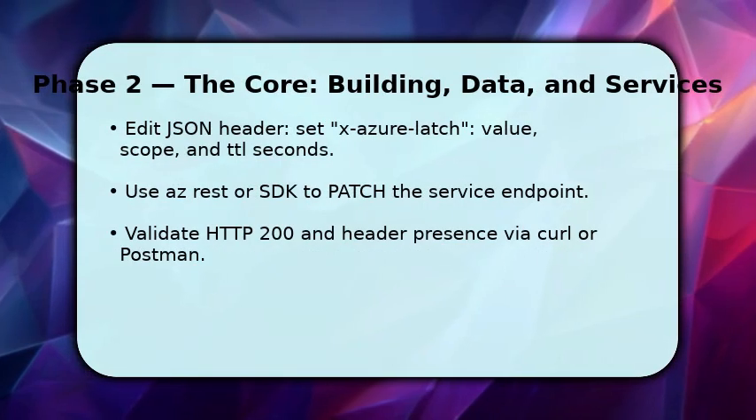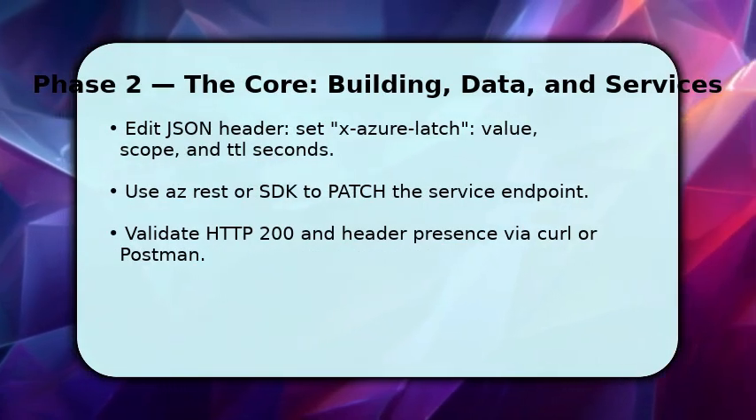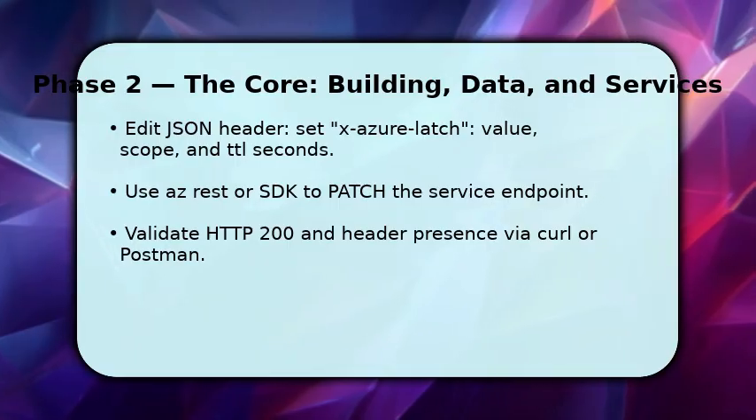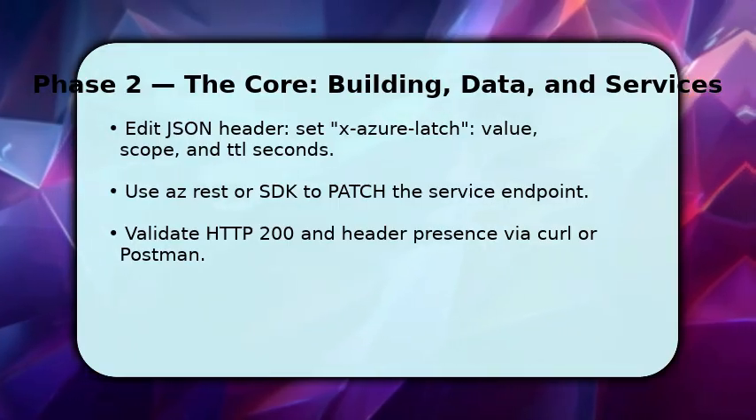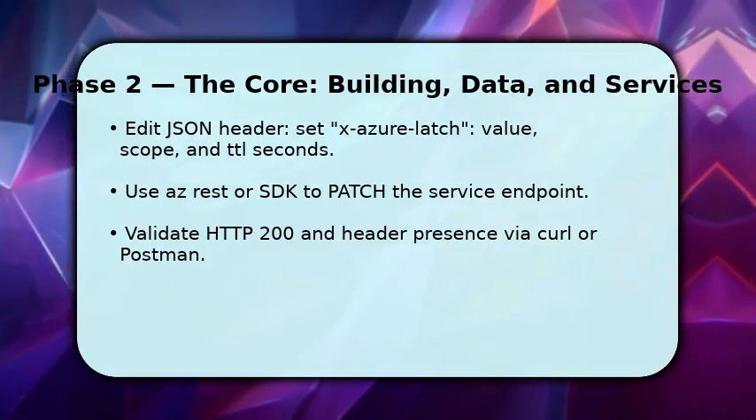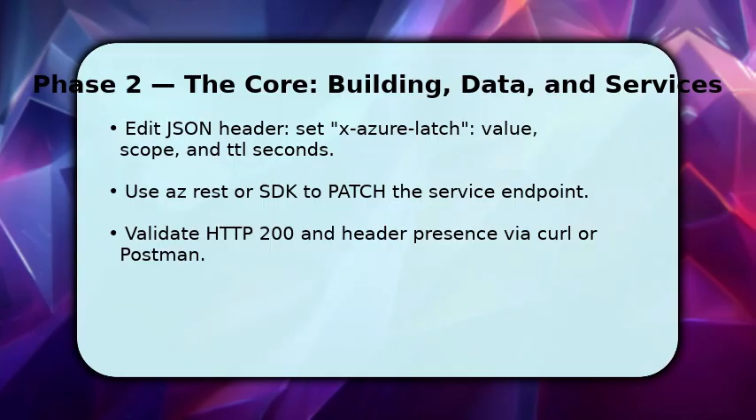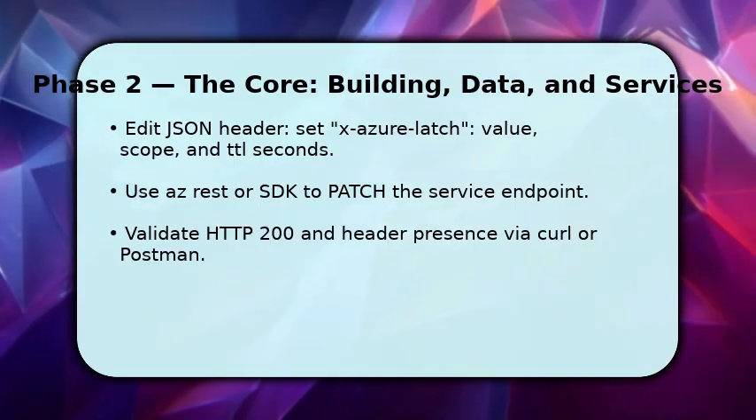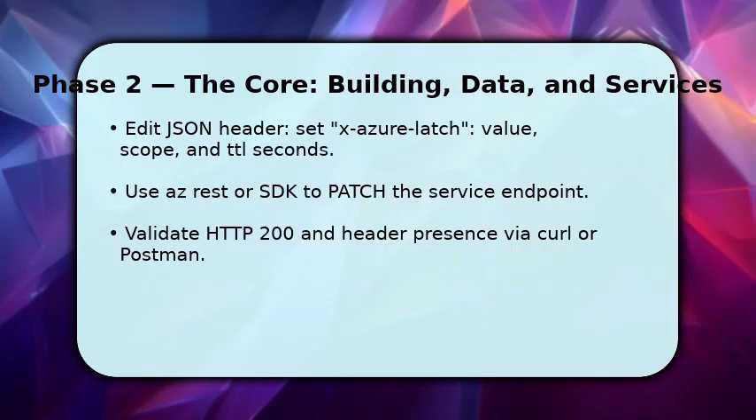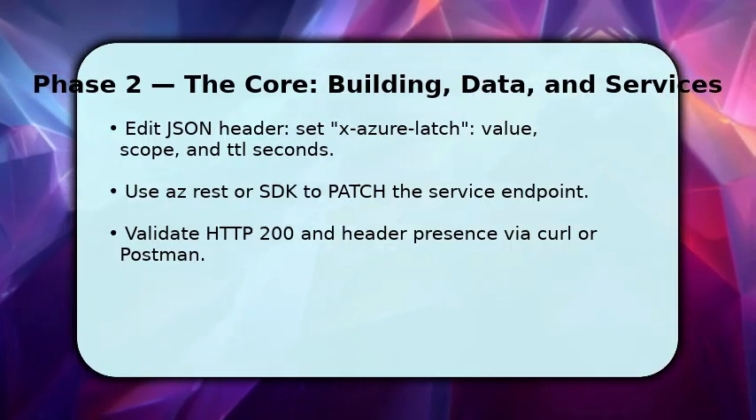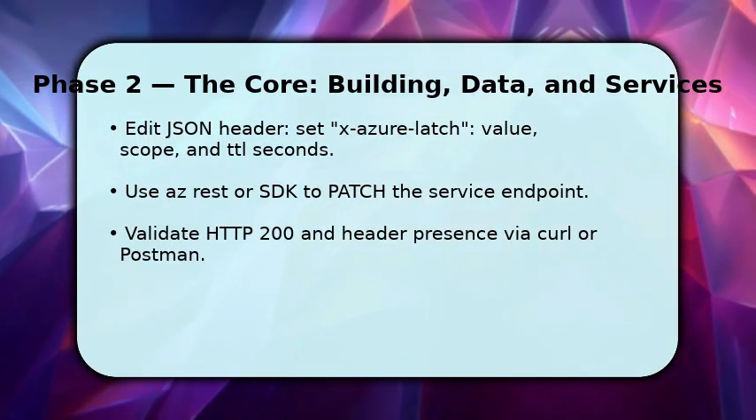You will now populate and apply the header configuration. Open the JSON template and set the Azure Latch value, scope, and TTL in seconds. Use descriptive scope names to limit exposure. Then run az rest with the patch method or call the appropriate SDK routine to update the endpoint configuration.